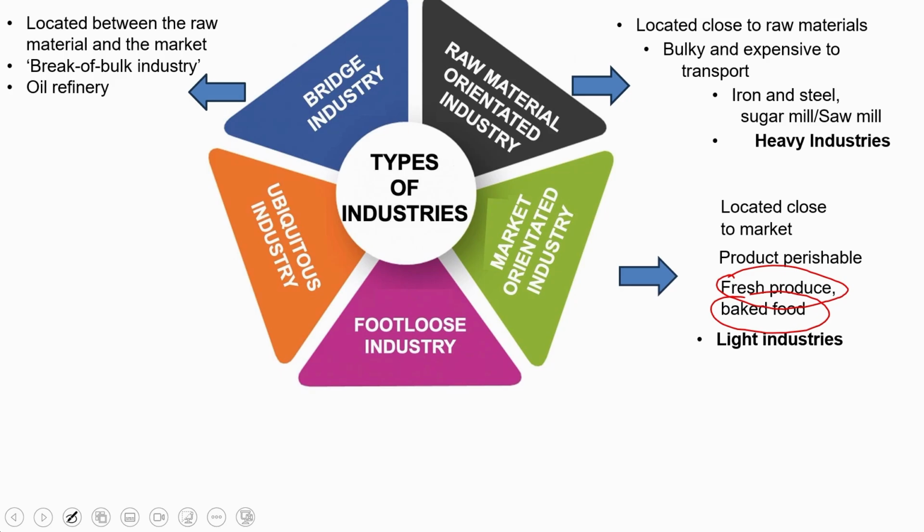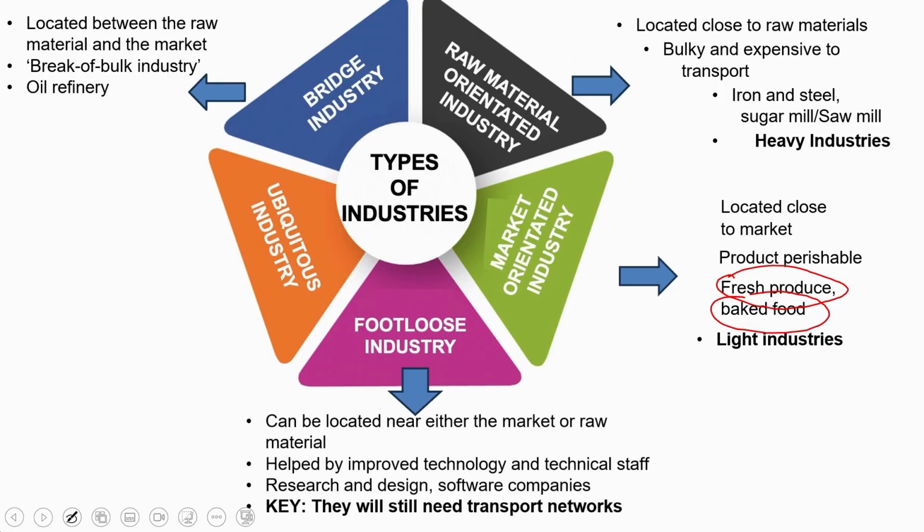And then we move on to the most contentious of the types of industries, where I would like you learners to listen very carefully, okay? The footloose industry. It can be located anywhere. It can be either closer to the market or closer to the raw material. That is not the breaking point of this topic here. What is most important here is these are industries that are assisted by improved technology. A very good example is where you manufacture software, where you manufacture hardware for computers, and where you do research and design, and then you do modeling, and you produce those particular things that you modeled.